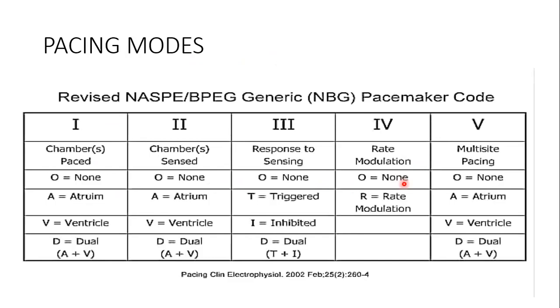So now let's come to pacemaker modes. The current pacemaker mode that is being used is actually the NBG pacemaker mode, which is the North American Society of Pacing and Electrophysiology, and British Pacing and Electrophysiology Group, Generic, which is termed the NBG. The N means the NASPE, that's the North American Society of Pacing and Electrophysiology, the B, the BPEG, and the G, the generic, which is the NBG pacing.